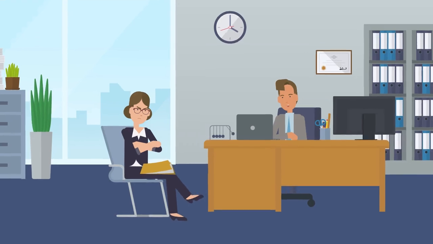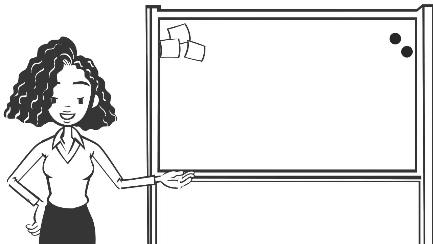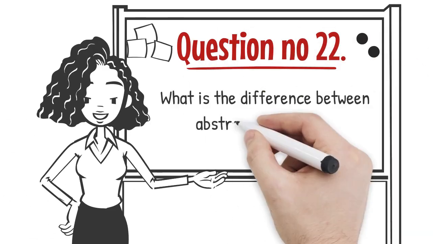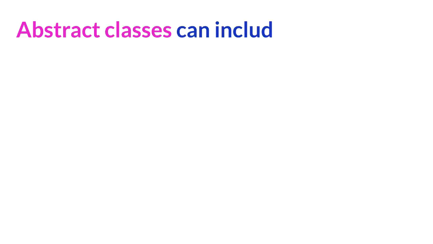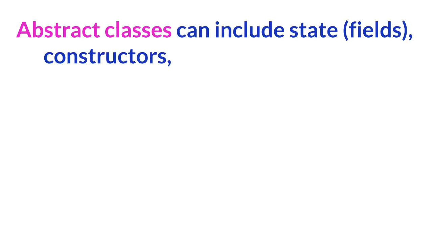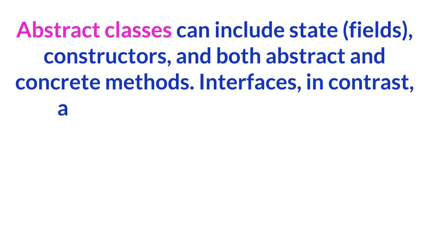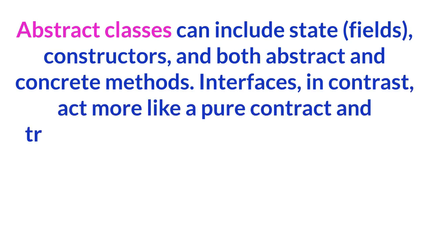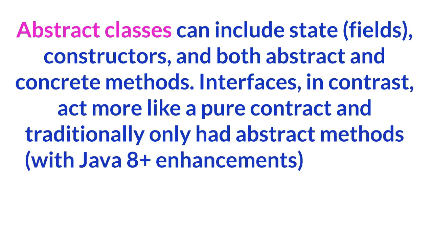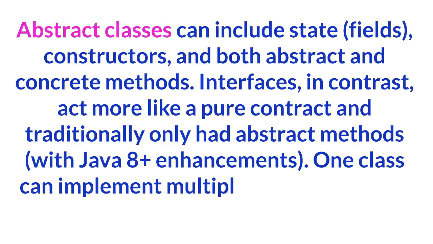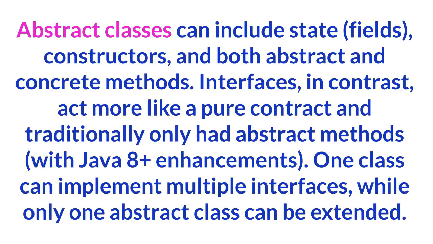What is the difference between abstract classes and interfaces in Java? Abstract classes can include state, fields, constructors, and both abstract and concrete methods. Interfaces, in contrast, act more like a pure contract and traditionally only had abstract methods, with Java 8+ enhancements. One class can implement multiple interfaces, while only one abstract class can be extended.